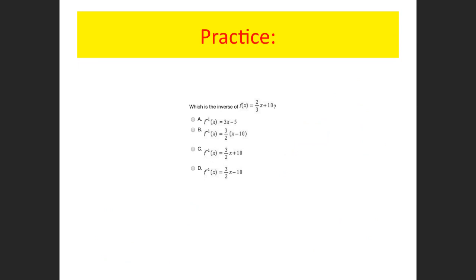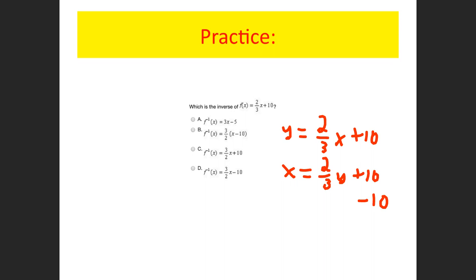Which is the inverse of f of x equals 2/3 x plus 10? Again, I'm just going to rewrite this as y is equal to 2/3 x plus 10. I always forget that every time I switch a slide, I have to redo my marker. I'm going to flip-flop this, so this is going to be x equals 2/3 y plus 10. And then I'm going to solve this. I'm going to subtract 10 from both sides, so I end up with x minus 10 is equal to 2/3 y.